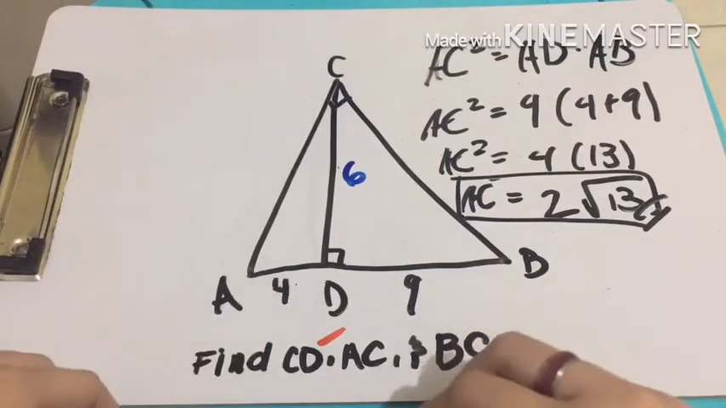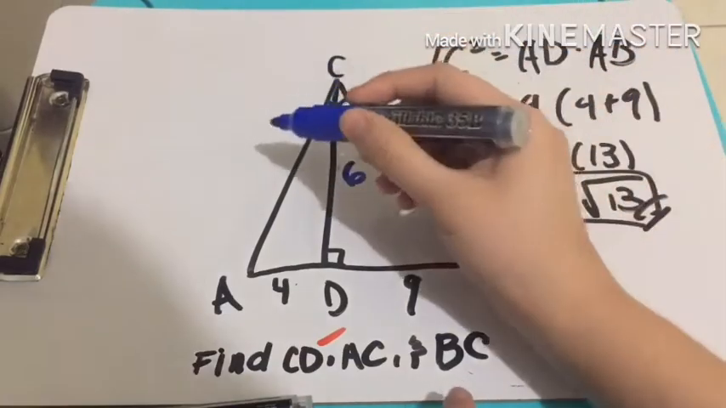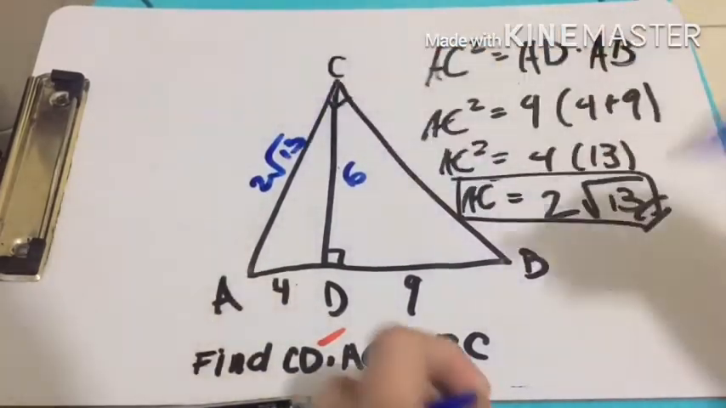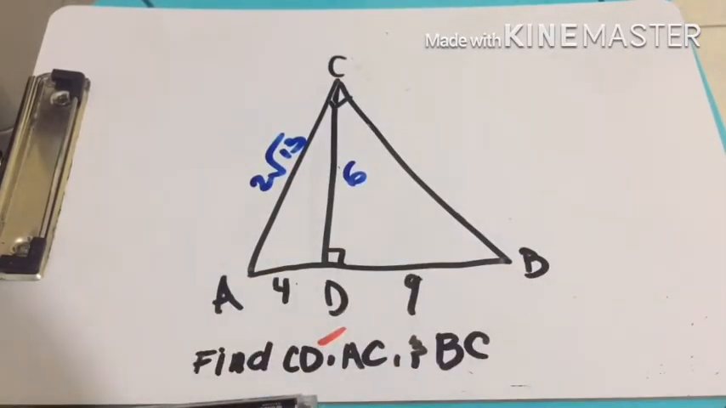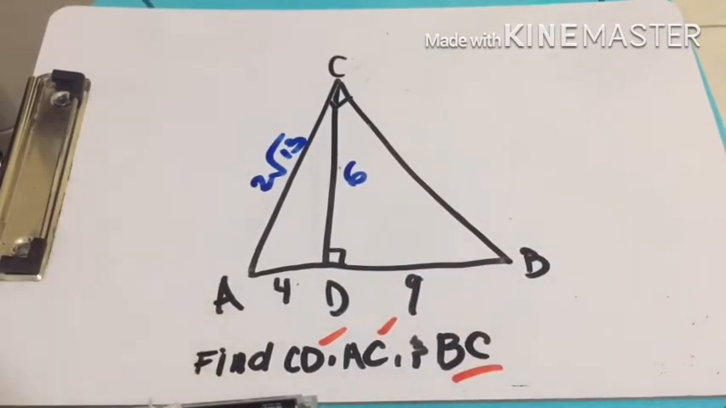Now we have found the value of our AC here. Let's just write that here. So AC is 2 square root of 13. Okay, now that we have found the values of our AC and CD, let's check it out over here. All we have left is to find BC.